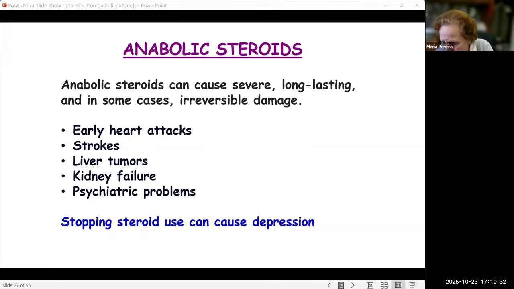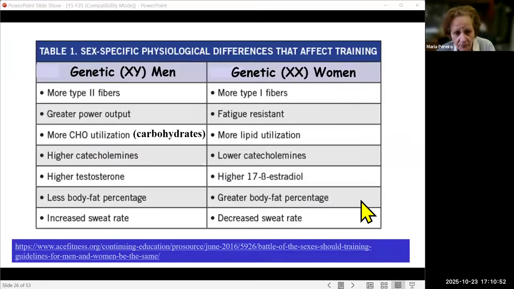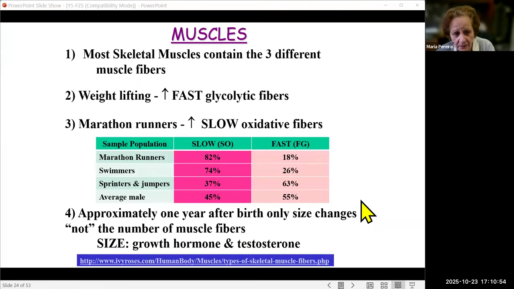So what about a person who does both weight lifting and running? How would the ratio change? Well, you figure it out. You would increase both, right? The number of type 1 and the number of fast glycolytic fibers. So you would be in excellent shape.